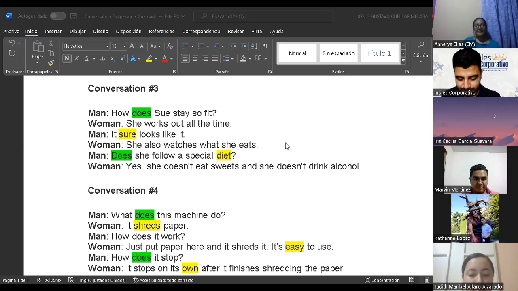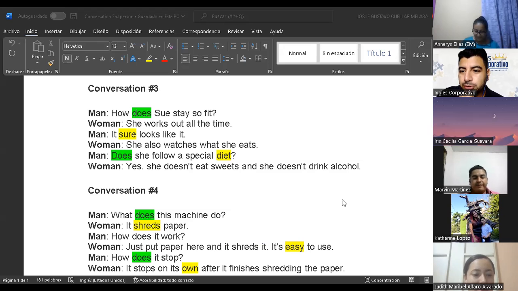Okay, what does this machine do? It shreds paper. How does it work? Just put paper here and it shreds it. Shreds. Come on, shred. Shreds. It is complicated. The words. It is easy to use. Easy to use. How does it stop? It stops on its own after it finishes shredding the paper. Yes, mira lo más fácil de Juan Nelson. Oh yes, yes, shredding the paper. Okay, very nice. Vamos con Judith.